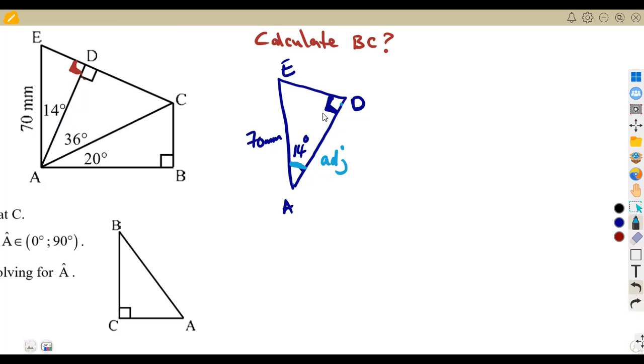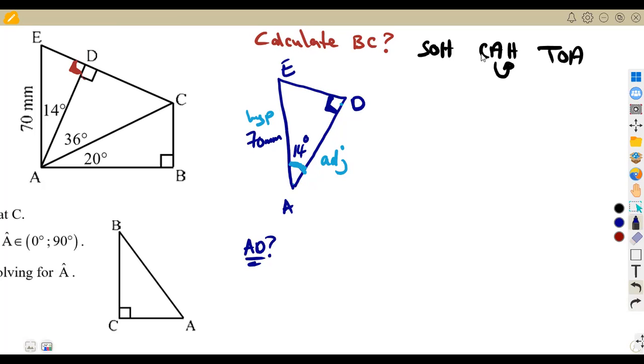And this one faces the 90 degrees, the longest side, which is your hypotenuse. So according to the angle theta here, we can use which ratio? Adjacent and hypotenuse from our mnemonics is on cos. So the ratio for cos is going to help us calculate AD. So we are going to calculate AD first, okay?